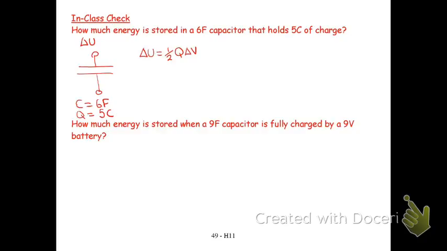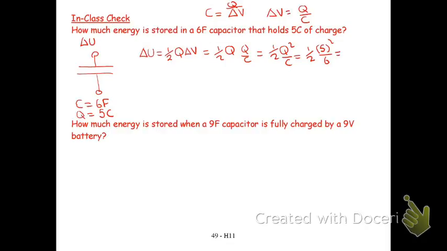Let's have a look. I want to get rid of that delta V. I know that my capacitance C is equal to Q over delta V. So I know my delta V is equal to Q over C. So in here, this equals 1/2 Q times Q over C, which equals 1/2 Q squared over C, which equals 1/2 times 5 squared over 6, which equals 25 over 12, which equals 2.1. Close enough. 2.1 joules.